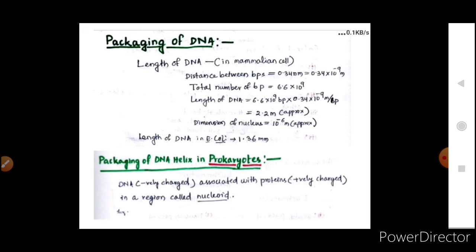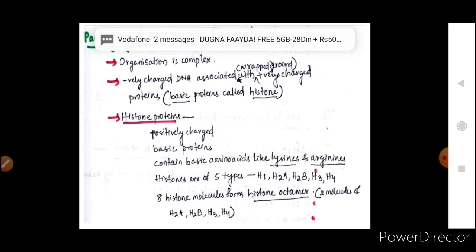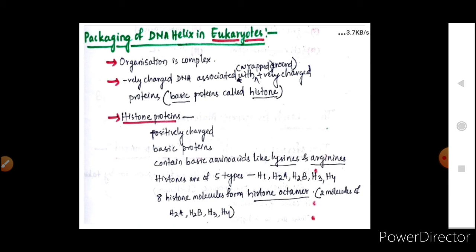So the total number of base pairs is 6.6 into 10 raised to 9. When we multiply this with the distance between the base pairs, that is 0.34 nanometer, we get 2.2 meter approximately. And the dimension of the nucleus is 10 raised to minus 6 meter. So you can see how this long DNA is packed in such a small nucleus. Okay. Now packaging of the DNA helix in eukaryotes is a very complex process.